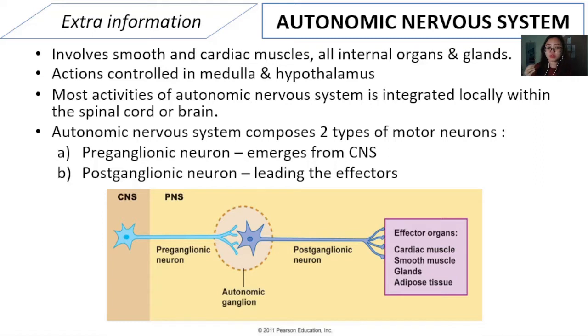Motor neuron can be divided into 2 types, which are preganglionic neuron, which is neuron that comes out from the central nervous system. And we also have postganglionic neuron, which is neuron that goes towards the effectors.